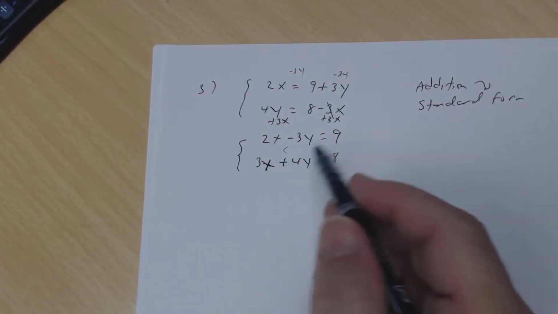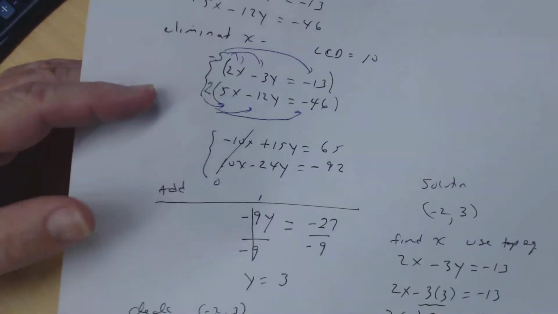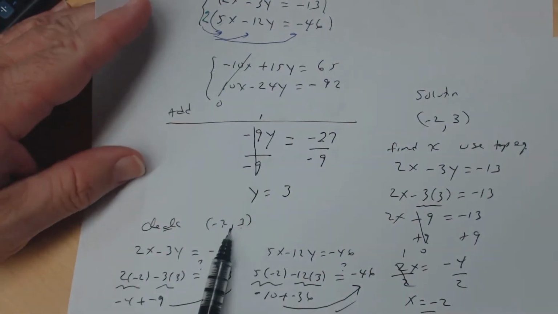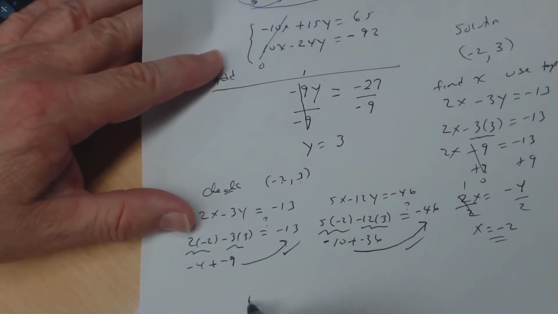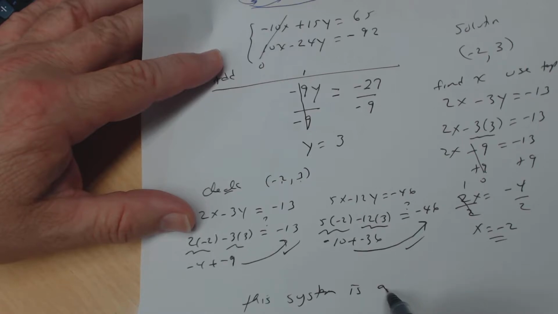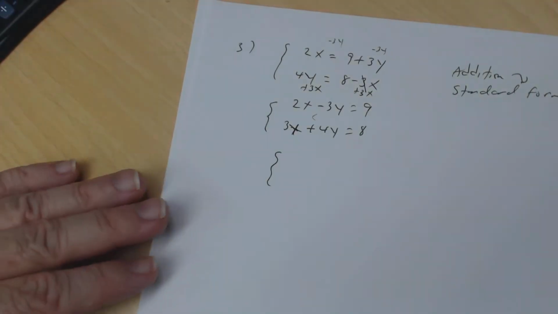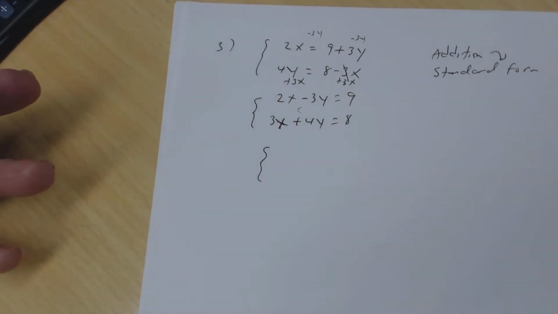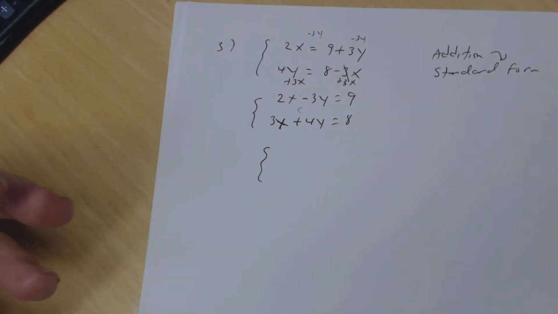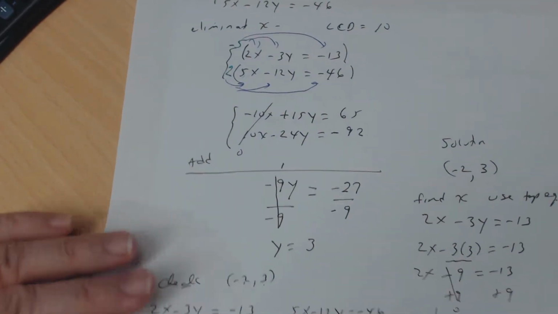All right, so now let me just go ahead and rewrite this over. Oh, and by the way, since there's only one solution, this is a consistent system. Meaning that if you were to graph them, the two lines would intersect at this point.